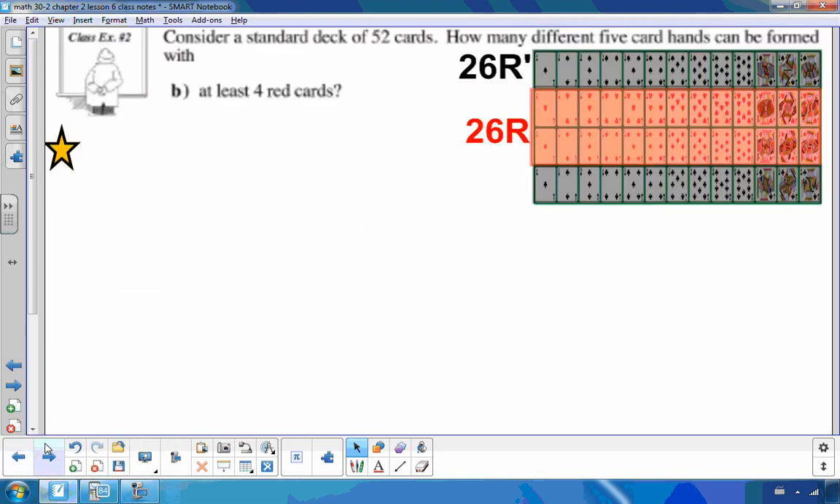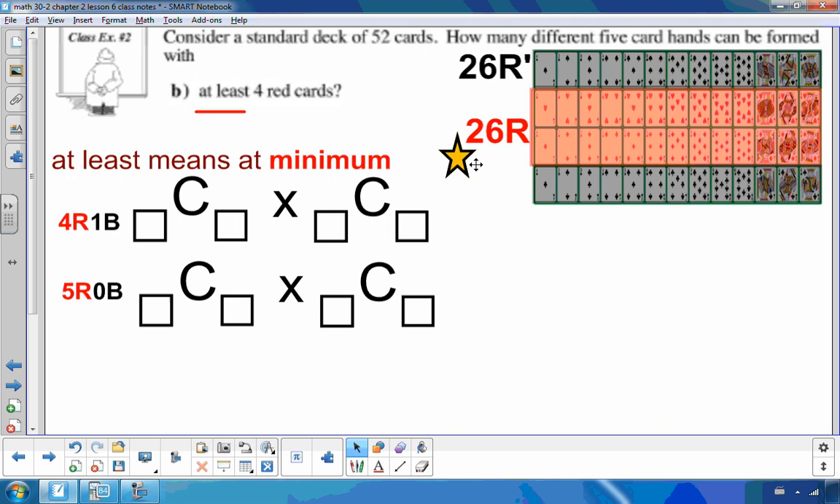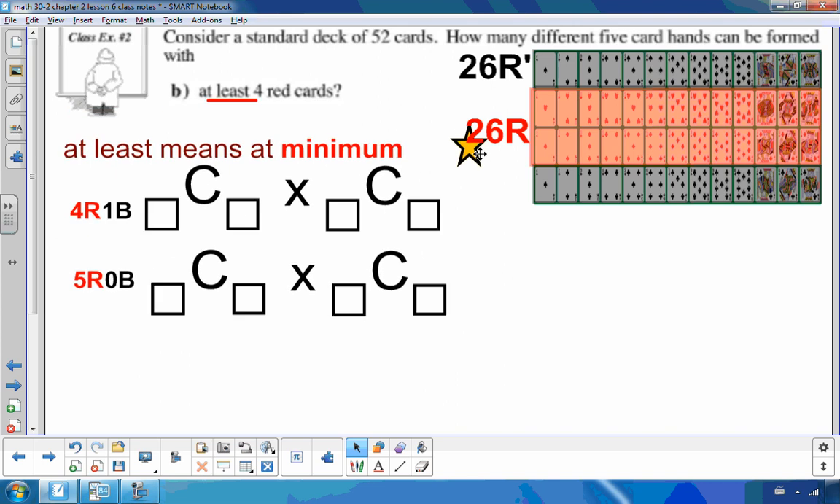So let's look at how many 5-card hands can be formed with at least 4 red. You can see I've color coordinated it there with 26, half the deck is red, and 26, half the deck not red, or black. At least, again, means a minimum.